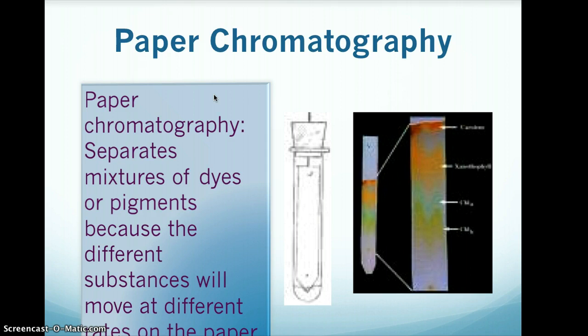What you're going to do, I think today or tomorrow, is separate out black ink to see what other dyes make up that ink. It's really based on the fact that different substances will be soluble in the solvent, which is the liquid that you have in the tube. Certain things are going to stay in the solvent longer, and therefore they're going to run up the paper a further distance from where they started. And you'll take a look at that in the lab.